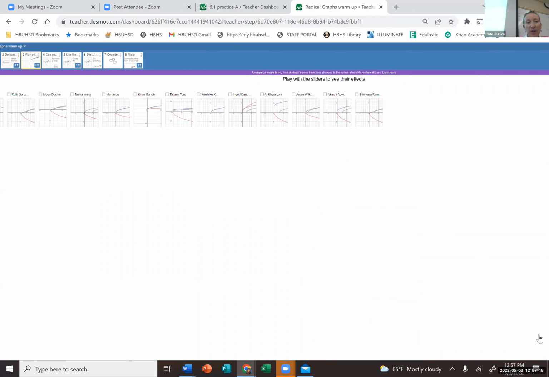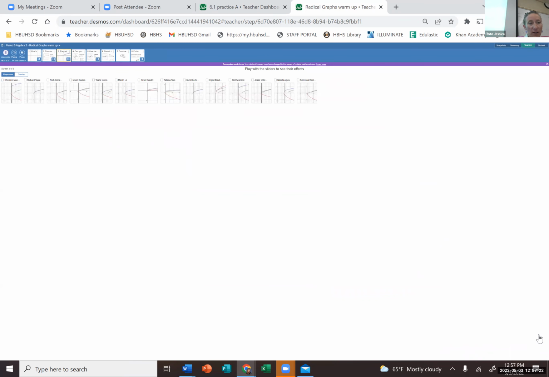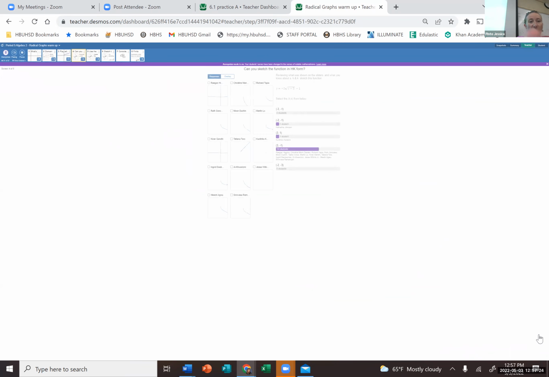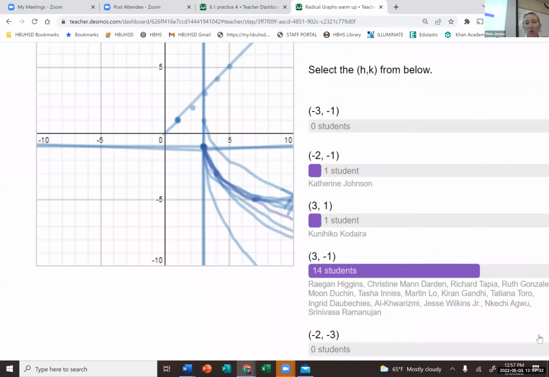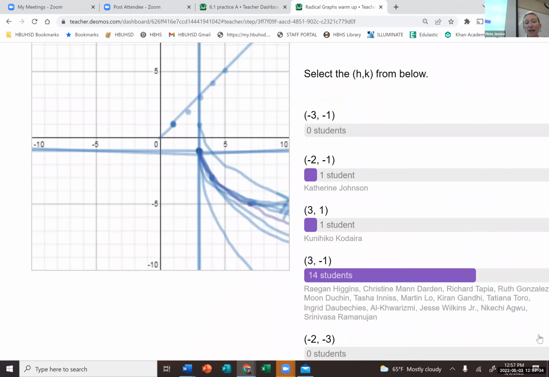When we look at our sliders, you were just meant to see how they affected the graph overall, just for fun. And then sketching the function, let's check the overlay here. It looks to me like most students did start at 3, -1, which is really nice. Most sketched it facing down. That's as much as I wanted for this first try. Excellent job so far, really good on just that warm-up.